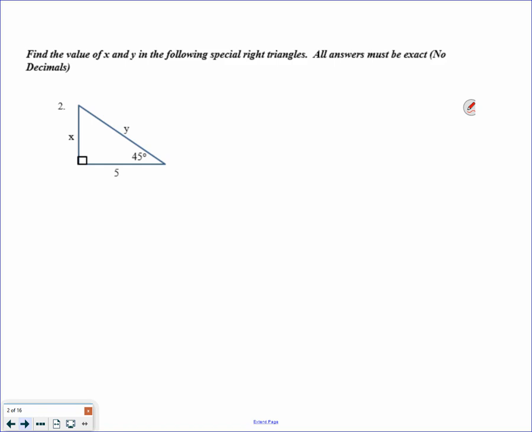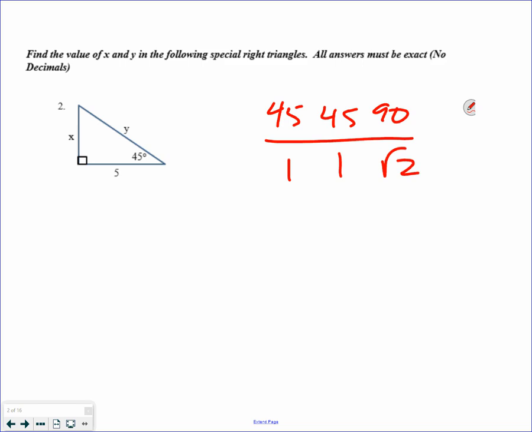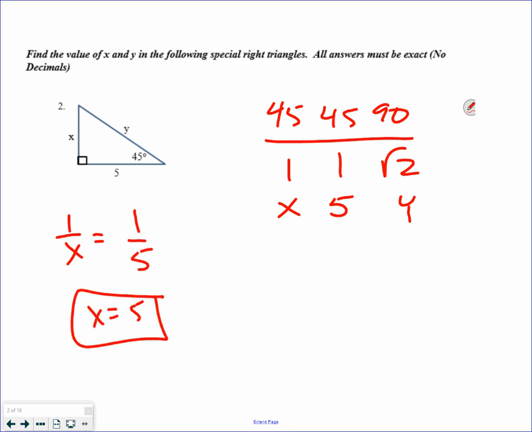Find the value of x and y in the following special right triangles. You're going to need to know 30, 60, 90, and 45, 45, 90 triangles. 1, 1, square root of 2 is the ratio. So in this particular picture, opposite of 45 is x, opposite the other 45 is 5, sorry, and the hypotenuse is y. Setting up a proportion, 1 over x, 1 over 5, and cross multiply to solve. 1 over 5, square root of 2 over y, and cross multiply to solve.